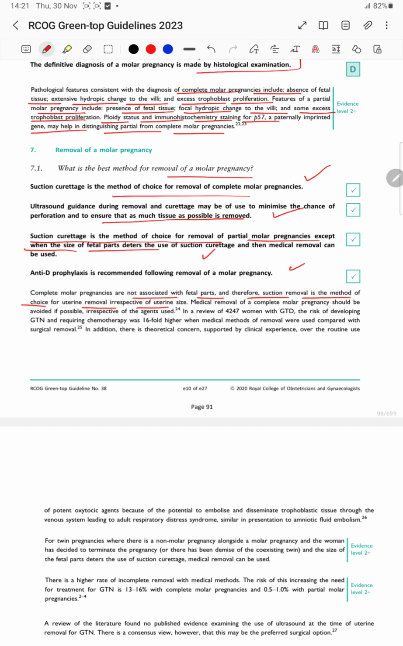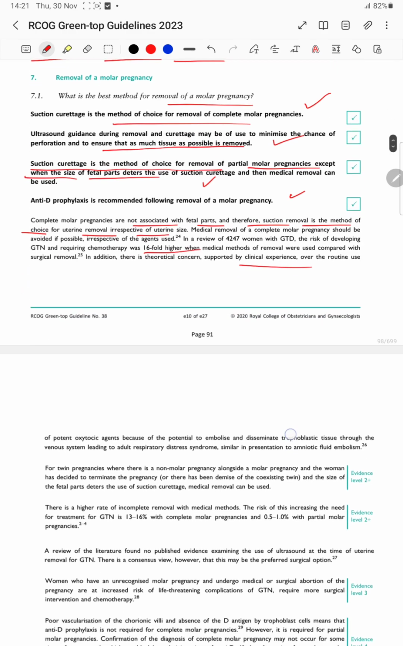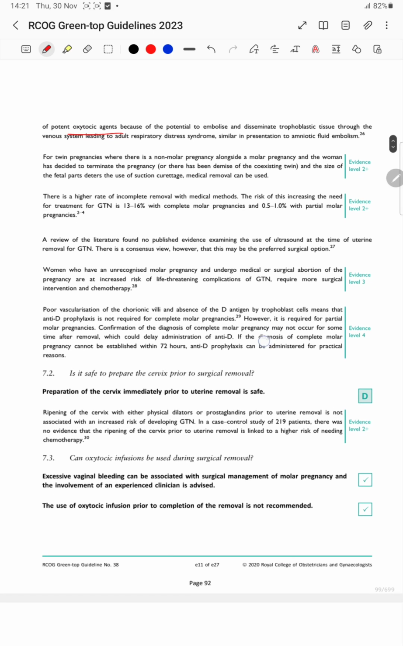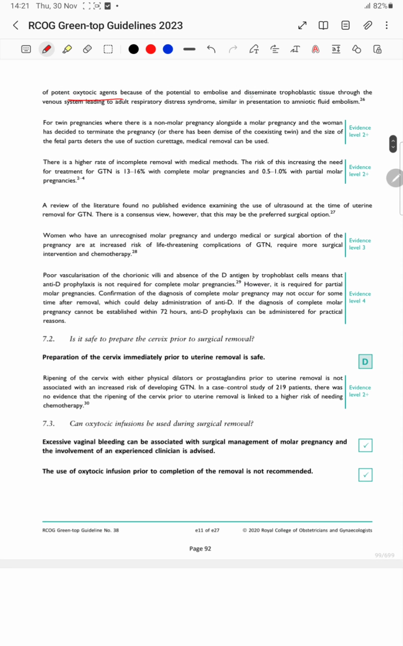In a review of 4247 women with GTD, the risk of developing GTN and requiring chemotherapy was 16 times higher when medical methods of removal were used compared with surgical removal. In addition, there are theoretical concerns, supported by clinical experience, about the routine use of potent oxytocic agents because of the potential to embolize and disseminate trophoblastic tissue through the venous system, leading to adult respiratory distress syndrome similar in presentation to amniotic fluid embolism.